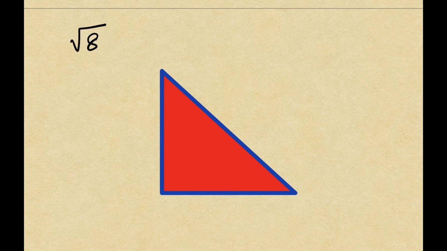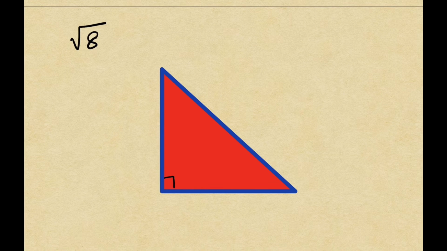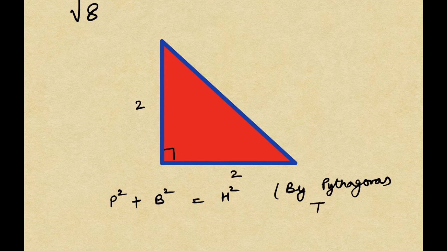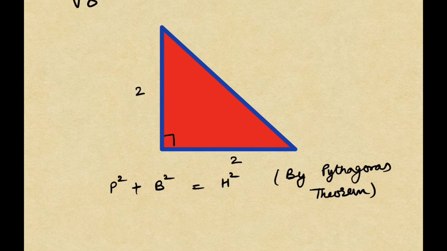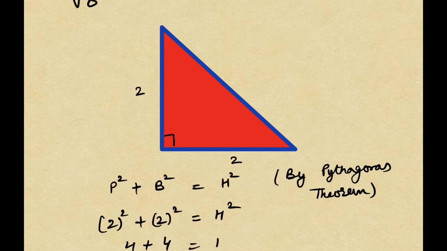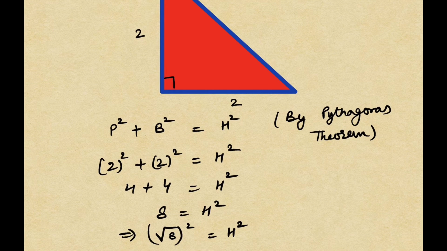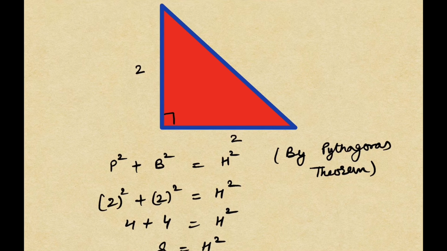Next number is root 8. For root 8, if I think of 8 as the sum of 4 and 4, 4 is a square of 2, so I can take the perpendicular as 2 as well as the base as 2 and apply the Pythagoras theorem. So this way, start thinking of expressing a number as the sum of two numbers, and the numbers should preferably be perfect squares. So when I simplify, I get hypotenuse square as 8. 8 is a square of root 8. That gives me the value of hypotenuse as root 8.